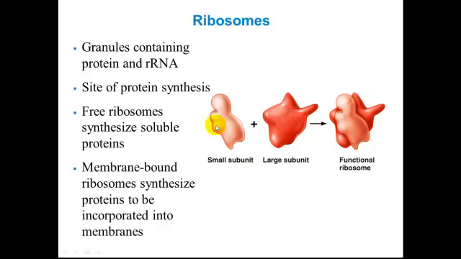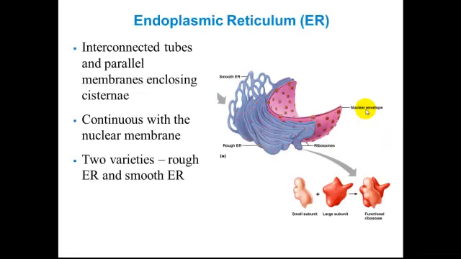Now, ribosomes have two main subunits, a small and a large subunit, and those have to come together to create a functional ribosome. Those membrane-bound ribosomes are found on what's called the endoplasmic reticulum, specifically the rough endoplasmic reticulum. The endoplasmic reticulum is a continuous structure. Here we have interconnected tubes and parallel membranes of the endoplasmic reticulum. These membranes are actually continuous with the nuclear membrane, the membrane of the nucleus, as we will see later.